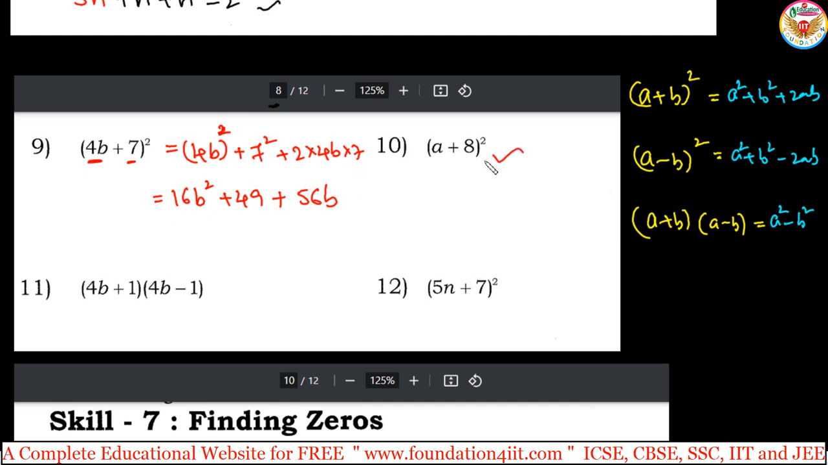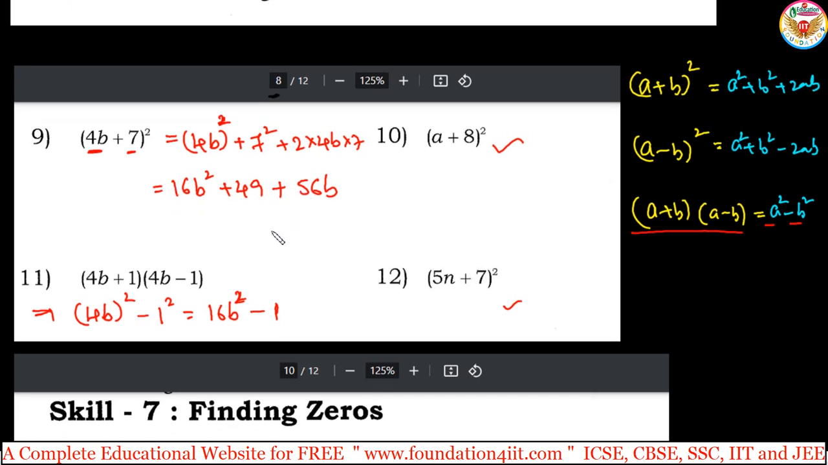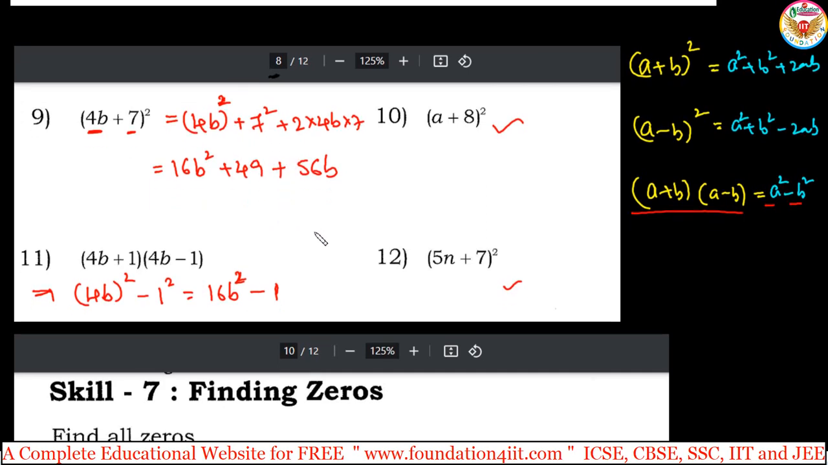a plus 8 whole square also uses the formula. The 11th question is a plus b into a minus b. This is the third formula, that is first term square minus second term square. First is 4b square minus the second one square. So 16b square minus 1 square, which is 1. In that way you can continue with all the remaining problems. They're simple, you only have to expand and simplify. That was already practiced in class 7th and 8th also. Once again, I'm giving these worksheets to practice.